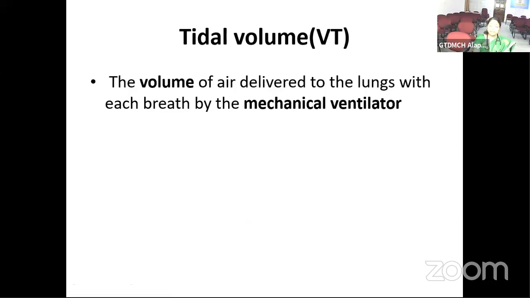Then what is tidal volume in a mechanical ventilator, not in the normal situation? The ventilator will give a volume of air with each breath. If you set the respiratory rate as 15, then the ventilator will give 15 breaths in 1 minute. If you set the respiratory rate as 35, then the ventilator will give 35 volumes of air into the patient's lung. So the volume of air delivered to the lung with each breath by the mechanical ventilator is called tidal volume, or VT. It is not TV, it is VT in a ventilator.